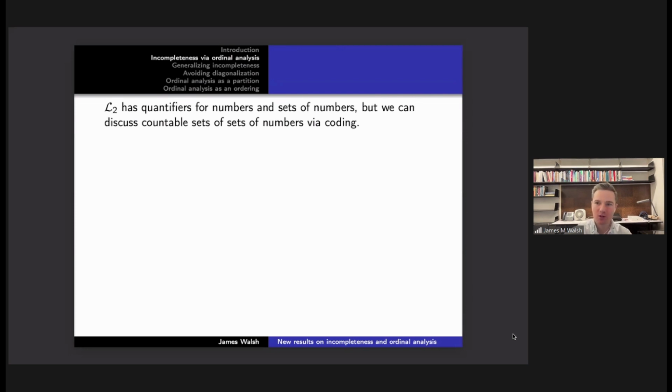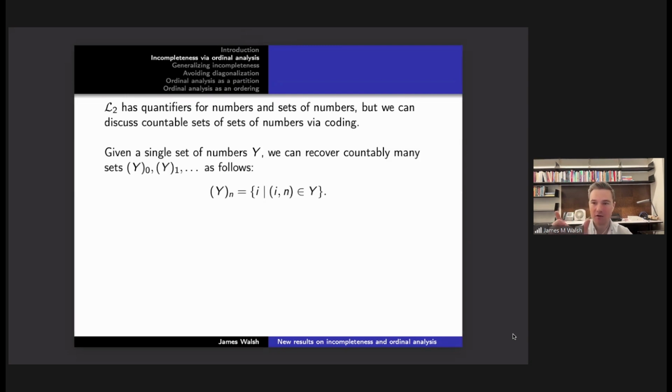Okay, so L2 has quantifiers for numbers and it has quantifiers for sets of numbers. But as I mentioned, when you add the sets of numbers, you get this new encoding power, right? So we can actually talk about countable sets of sets with some coding tricks. So for example, if you're given a single infinite set of numbers y, you can recover countably many sets, y0, y1, y2, and so on. You can think of them as being already encoded in y. And here's how you do it. You just identify yn with the set of all i such that the Gödel code for the pair (i, n) belongs to y. So you have this set of numbers, y, you think of it as a set of pairs through coding, and then through an additional step, you think of it as encoding countably many sets in this way.